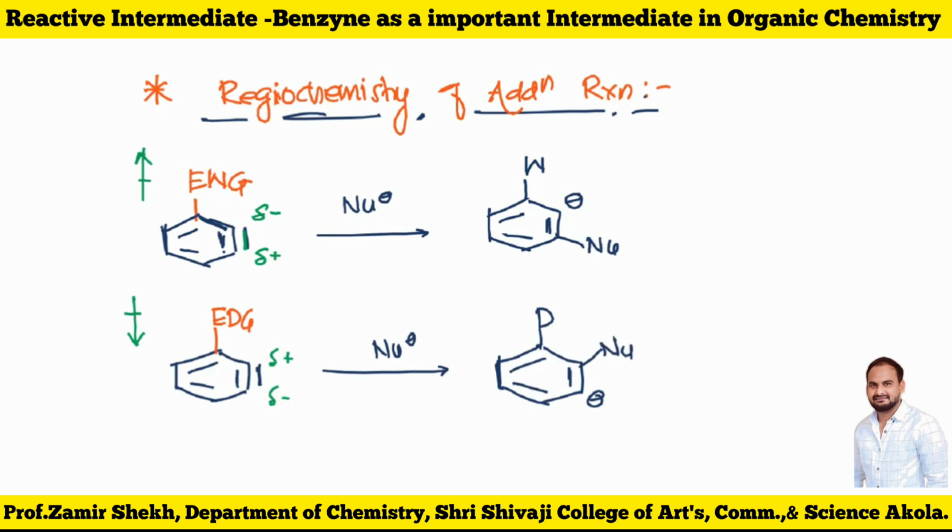Simple. If a withdrawing group is there, definitely it withdraws the electron. So the adjacent carbon should be electron-rich now. Then what about the lower carbon? The nucleophile will prefer the lower carbon here.